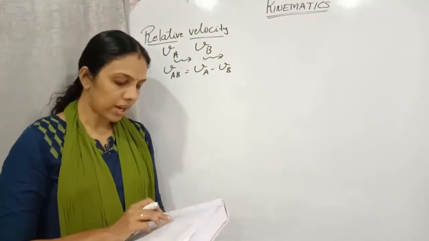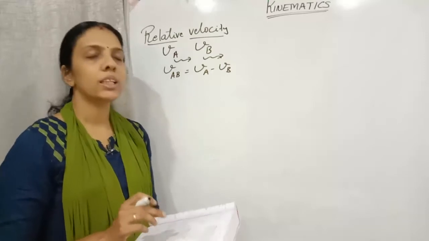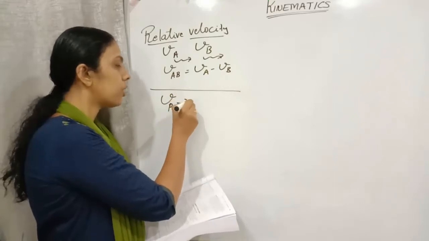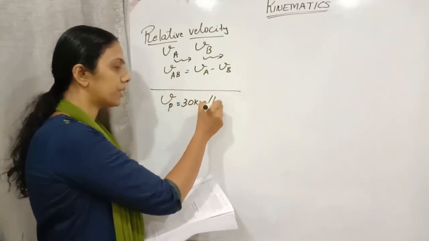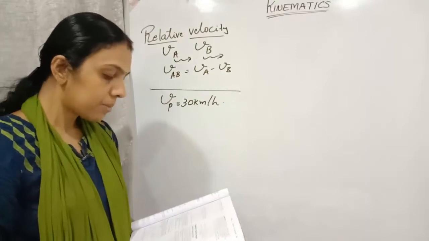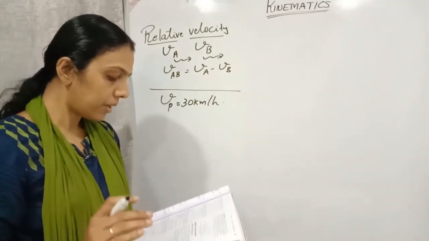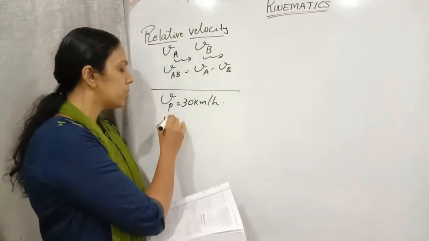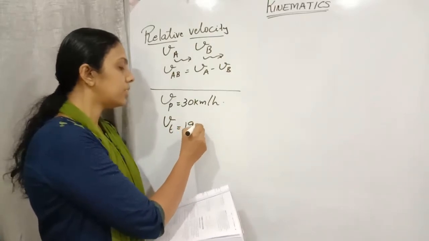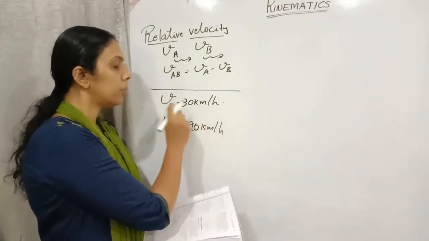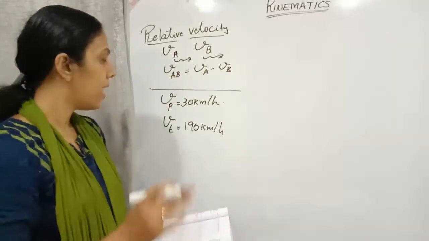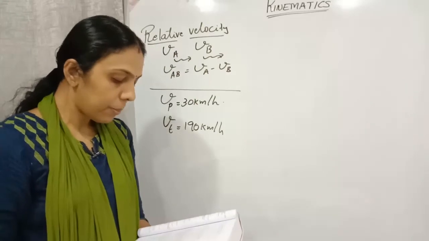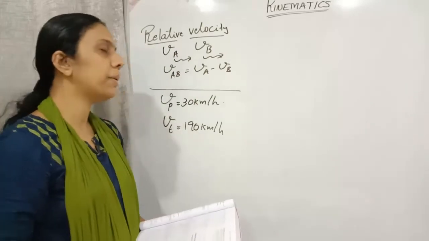A police van is moving on a highway with a speed of 30 km per hour. It fires a bullet at a thief's car which is speeding away in the same direction with a speed of 190 km per hour. So the thief's car is 190 km per hour, and the police van is 30 km per hour. And the muzzle speed of the bullet is 150 meter per second.